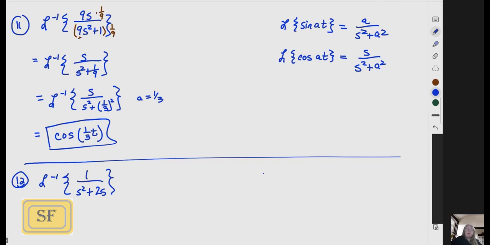So for number 12, I left 11 up here so that we could look at the comparison. Notice that the denominator here for number 12, we have s squared plus 2s. The difference between 11 and 12 is that on 12, we can factor this denominator into two linear factors. And so we can take that fraction off to the side and do some partial fraction decomposition to break this up into the sum of two fractions.